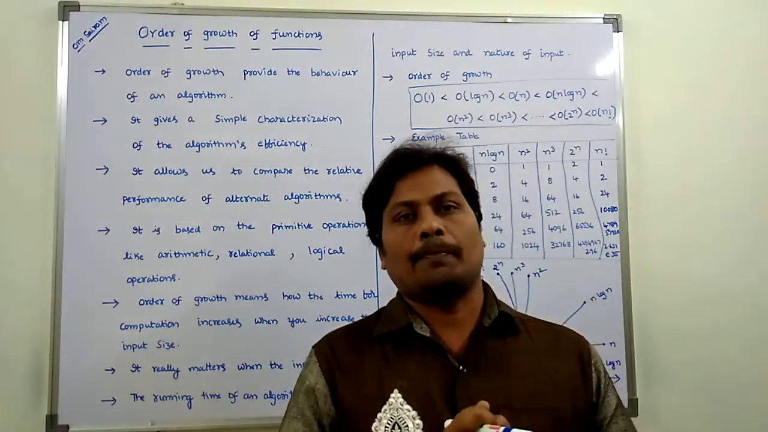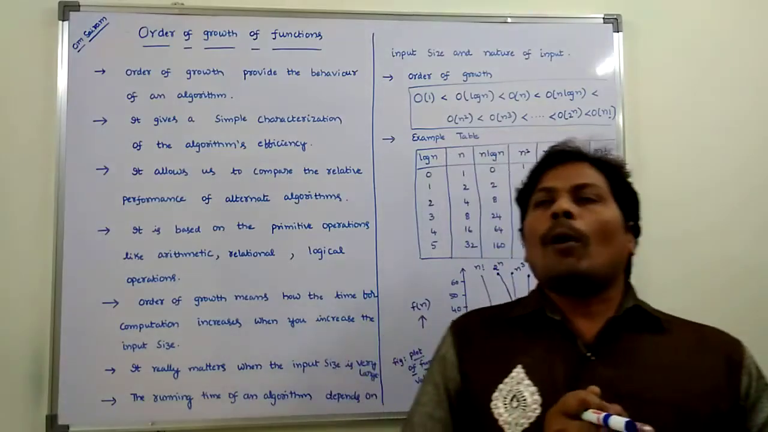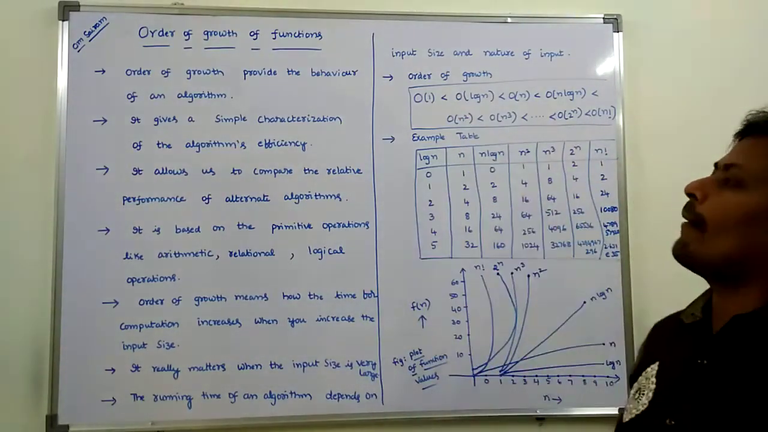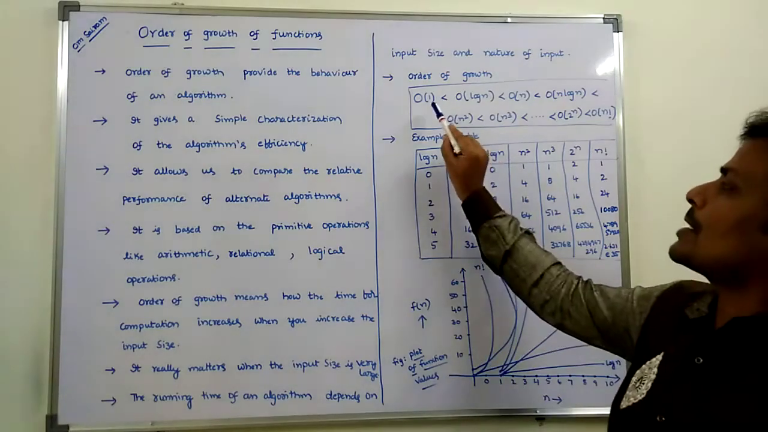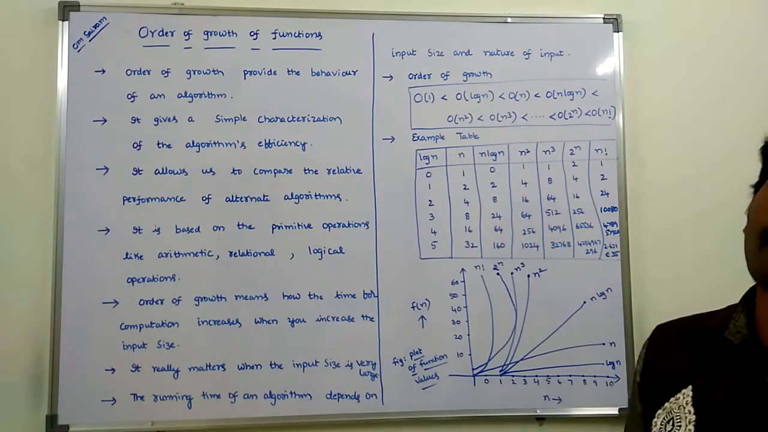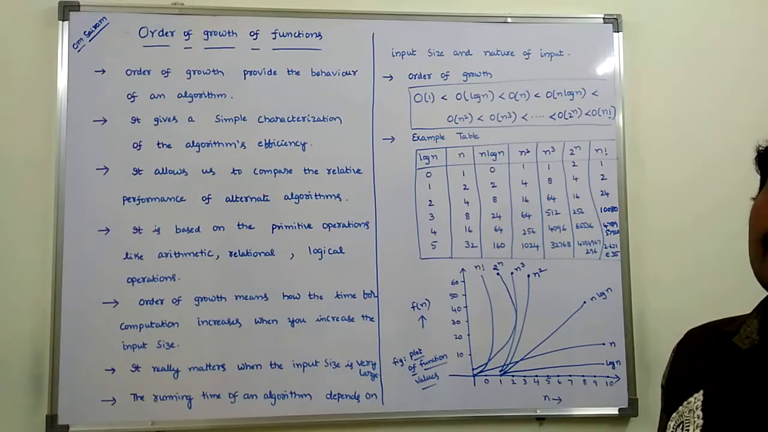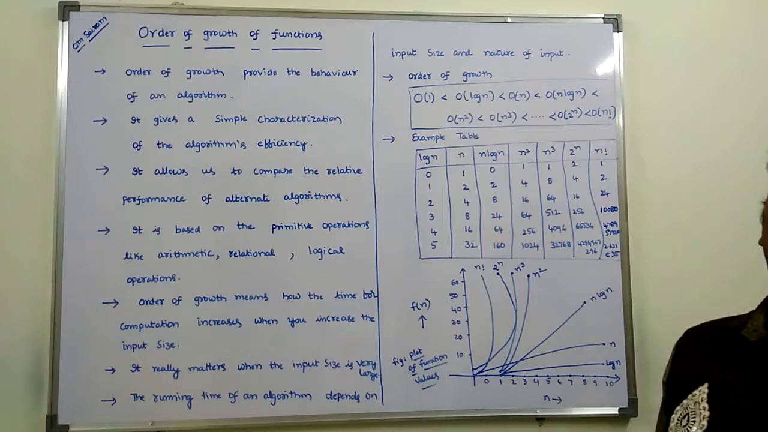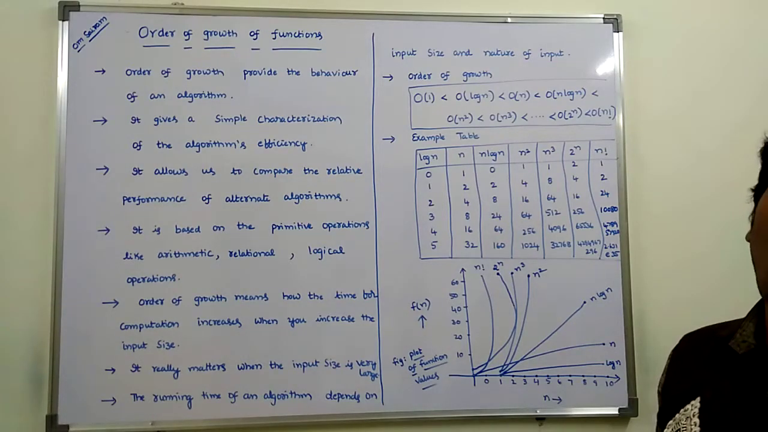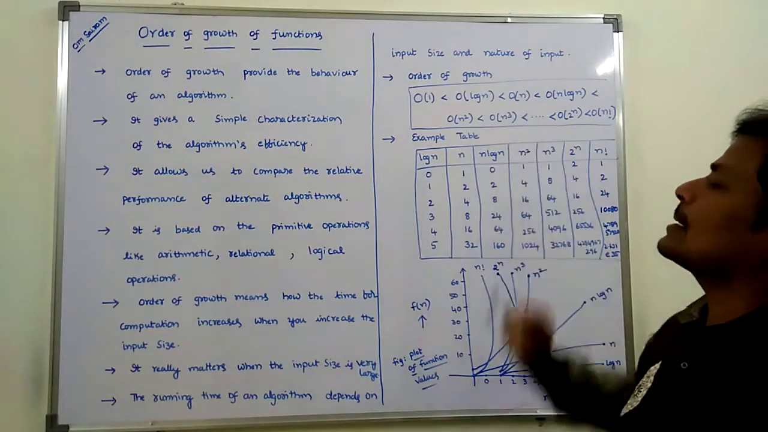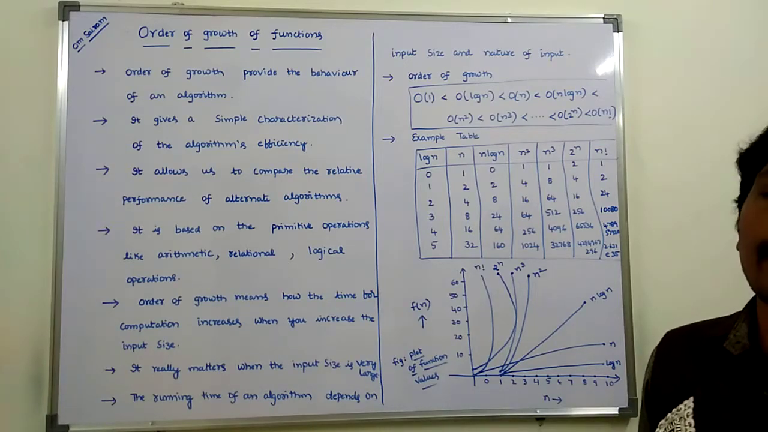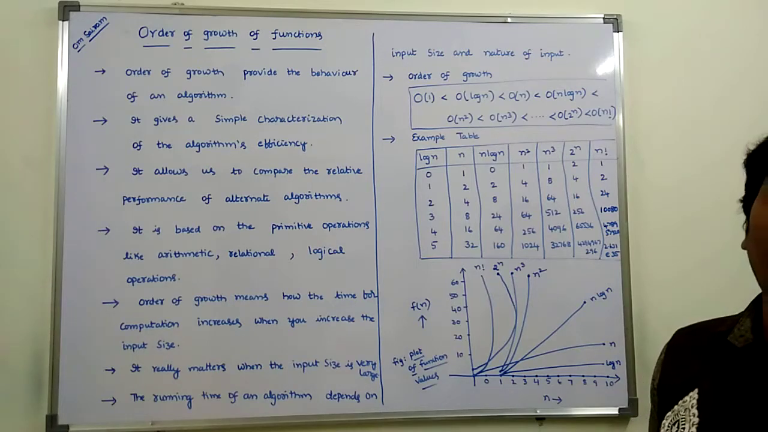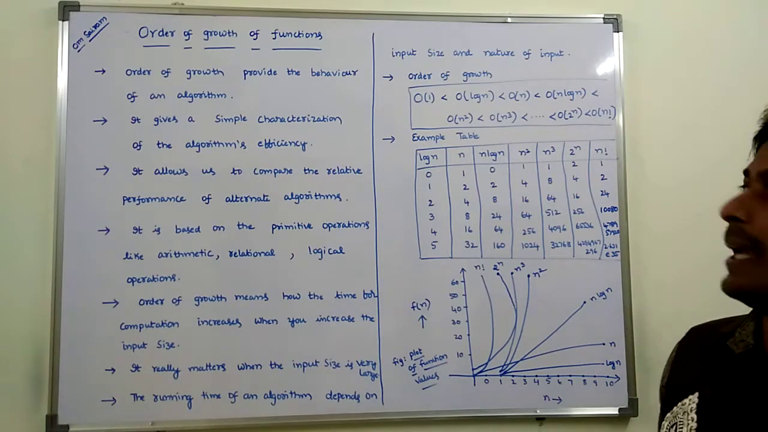Order of growth can be mentioned in this order. First one is big O of 1, which is nothing but constant. Next one is big O of log n, that is logarithmic. Next is big O of n, that is linear. Next is big O of n log n, that is also logarithmic.